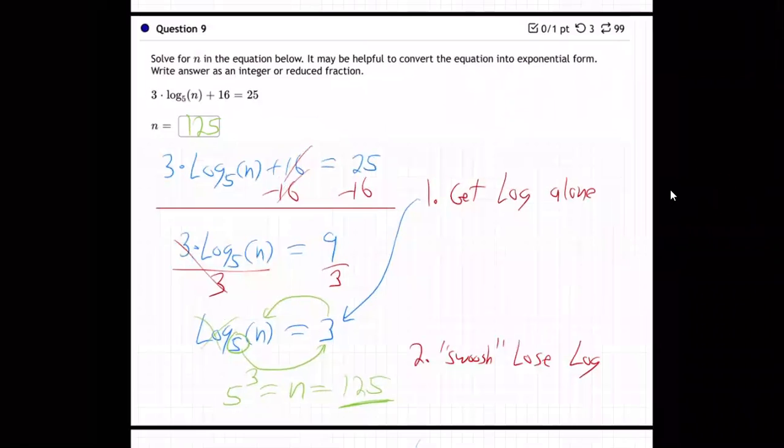So how do you solve a log? You basically get the log alone, we did right here, and then you do the swish thing, which changes it from a log to an exponential, and then just 5 times 5 times 5 is 125. There we go.